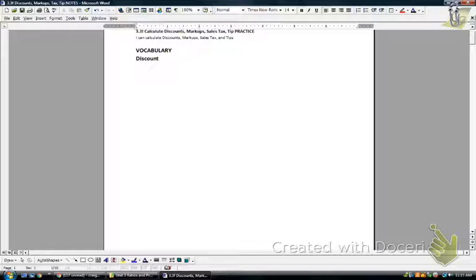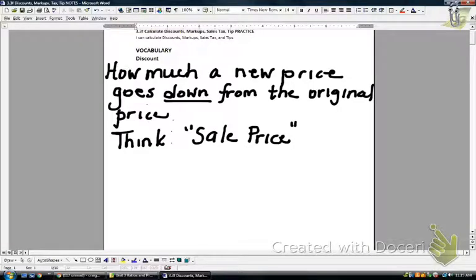So our first vocabulary word is discount, and discount is how much a price goes down from the original price. It's a sale price. So here is the definition. You can pause the video and write this down. Discount: how much a new price goes down from the original price. And then the example is a sale.